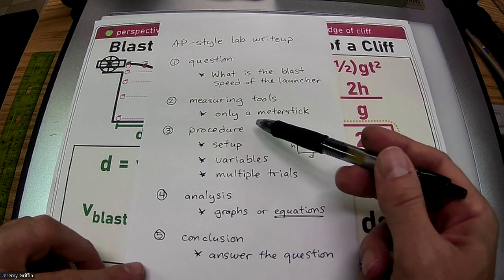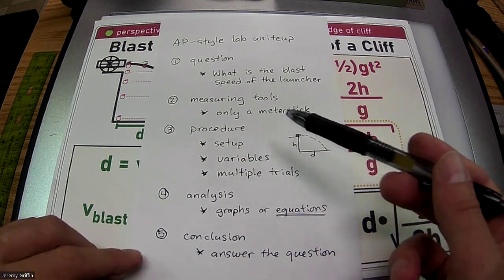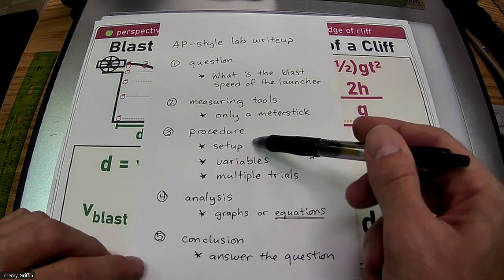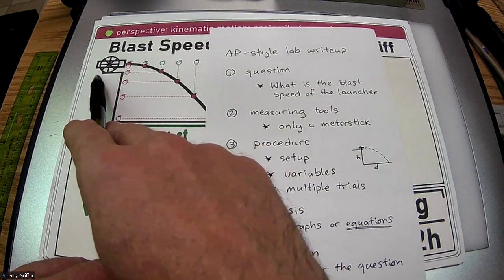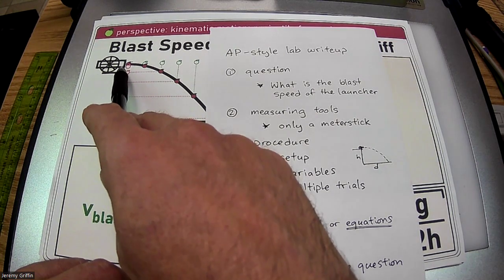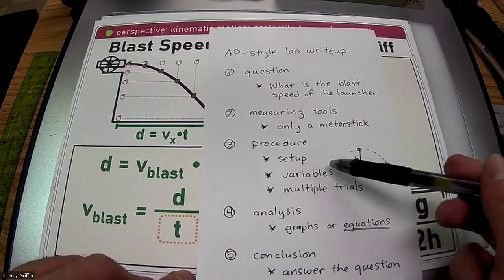Okay, so in a procedure, you're just looking for a handful of steps, usually 5 to 7 steps. So describe the setup. You could say: place a launcher, aim it horizontally from the edge of a balcony. Boom. That's it. That's the entire setup.